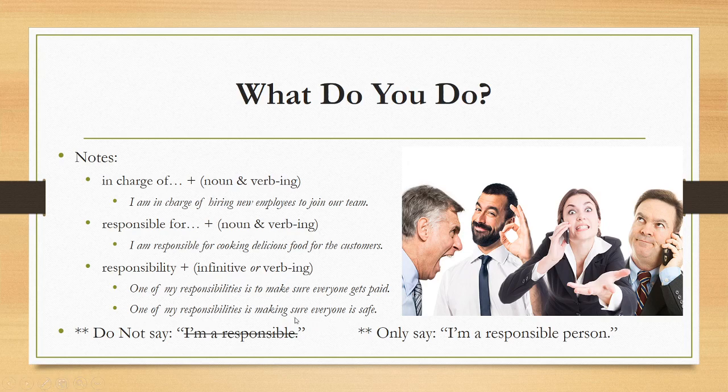So probably this person is the safety officer. Probably this one is the accountant. They have to make sure that everyone gets paid the right amount and on time. This person is making sure that everyone is safe, that no one gets hurt at work. Do not say "I'm all responsible," but I have responsibilities. That I am responsible, yes, but you can say, I'm a responsible person.